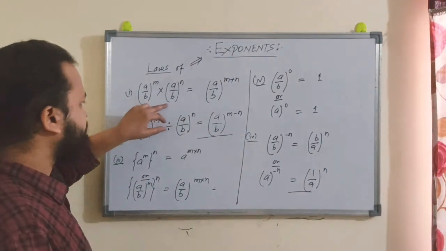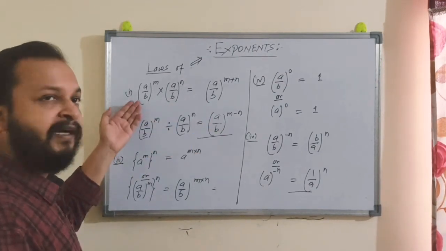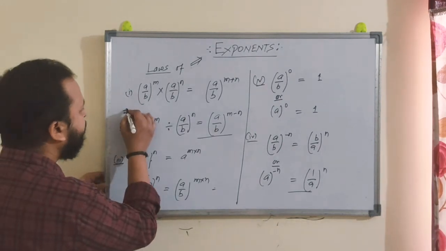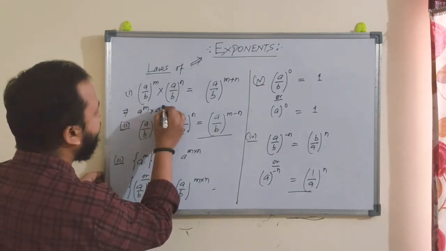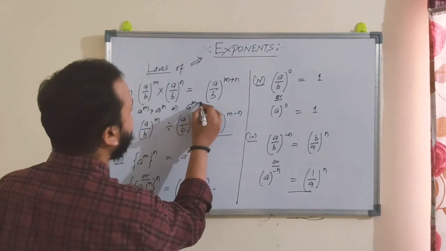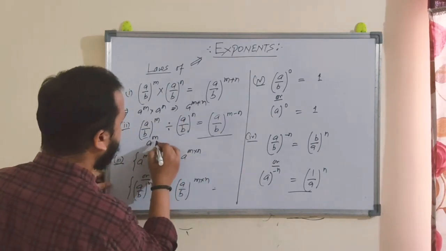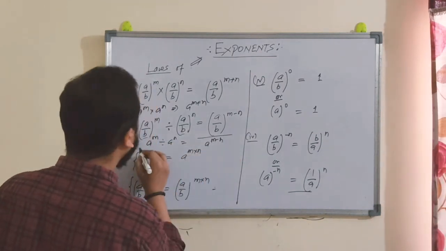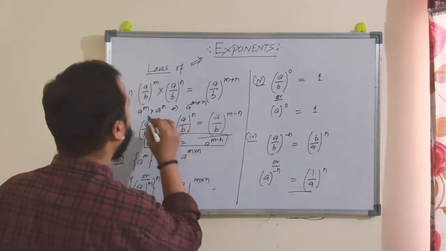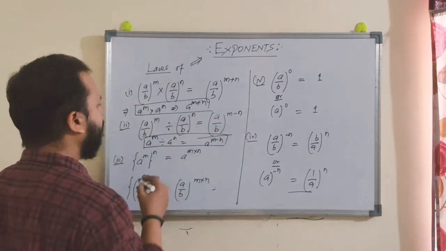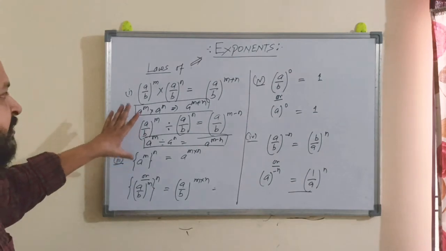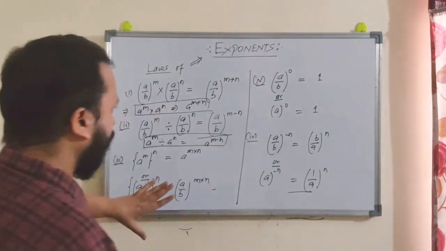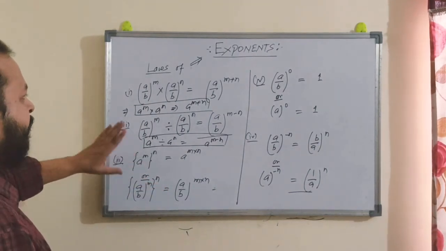Here we have taken rational numbers. You can also take integers. So a^m multiplied by a^n, you can write as a^(m plus n), and here also a^m divided by a^n, you can write as a^(m minus n). So you can also write the formula in this way. This formula is applicable in all cases of rational numbers and in all cases of integers. So these are the laws.